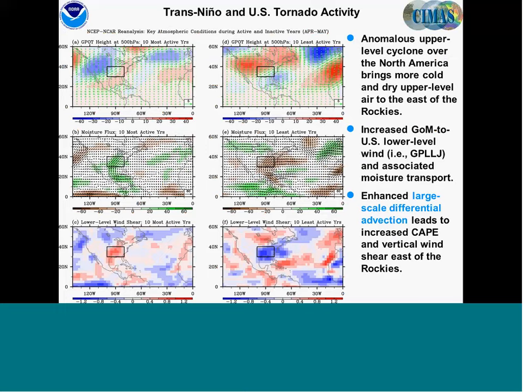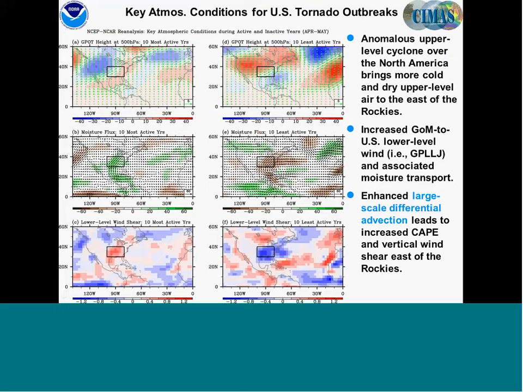Okay, so next question is, what are the key atmospheric conditions that are conducive to tornado outbreaks in the United States? What I'm showing you here in the left panels are all these atmospheric conditions during the 10 most active tornado years, and what I'm showing you in the right panels are the atmospheric conditions during the 10 least active tornado years. As you can see here in the first panel, this is the geopotential height and wind at 500 millibar. You can see this anomalous upper-level cyclone over North America.